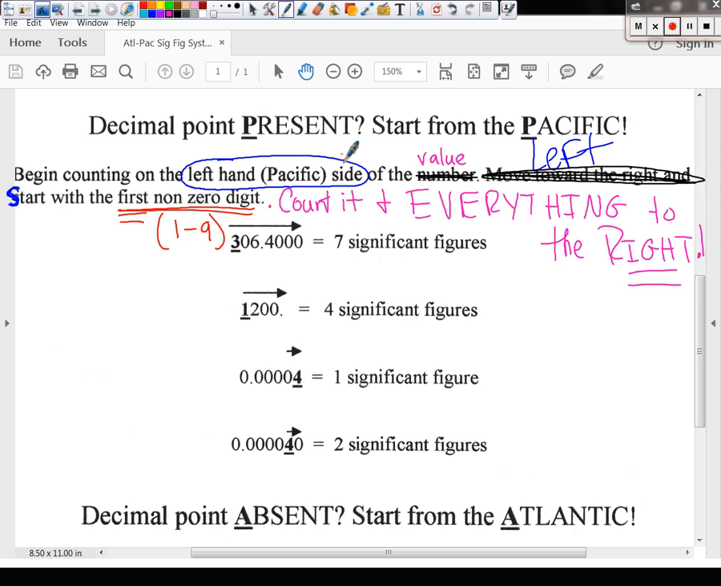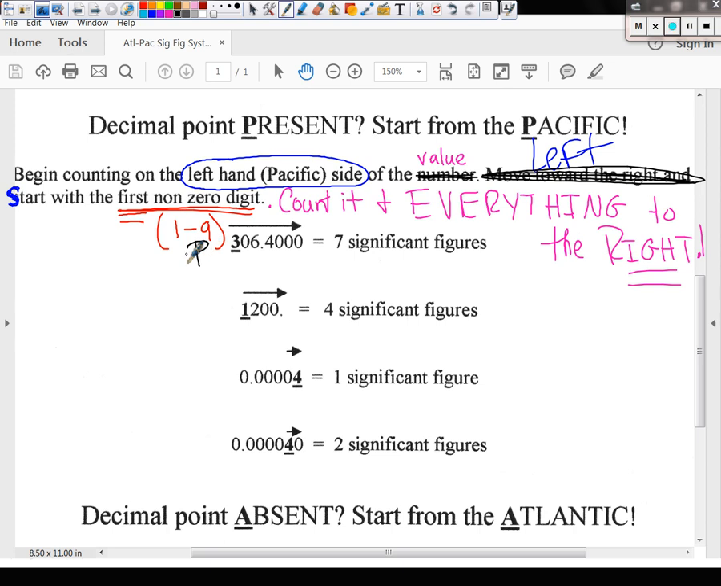So let's look at our first example. My silly question is, is the decimal point present or absent? How can you tell that it's present? It's literally right there in the number. Okay? So my follow-up question is, what side are we going to start on because it's present?